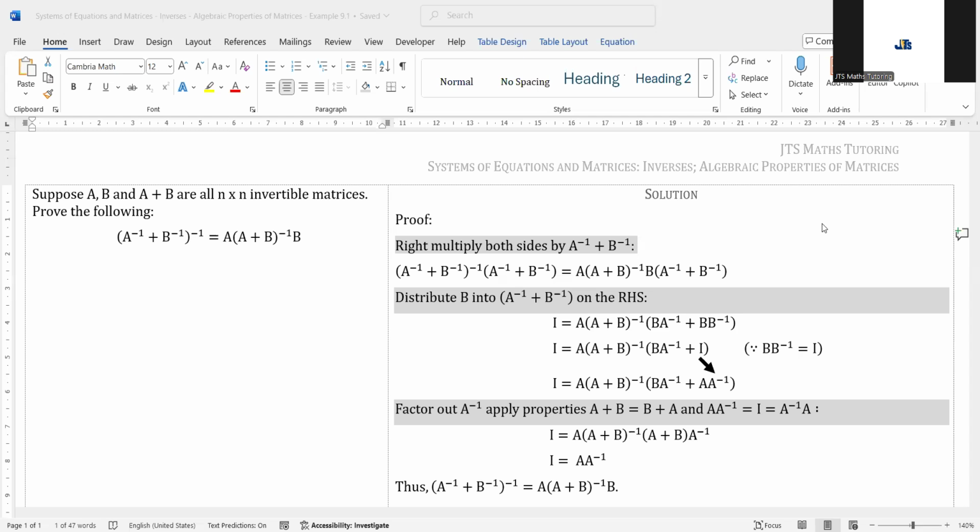Today, we continue looking at algebraic properties of matrices. Let's get going. Suppose A, B, and A plus B are all n by n invertible matrices. Prove the following.